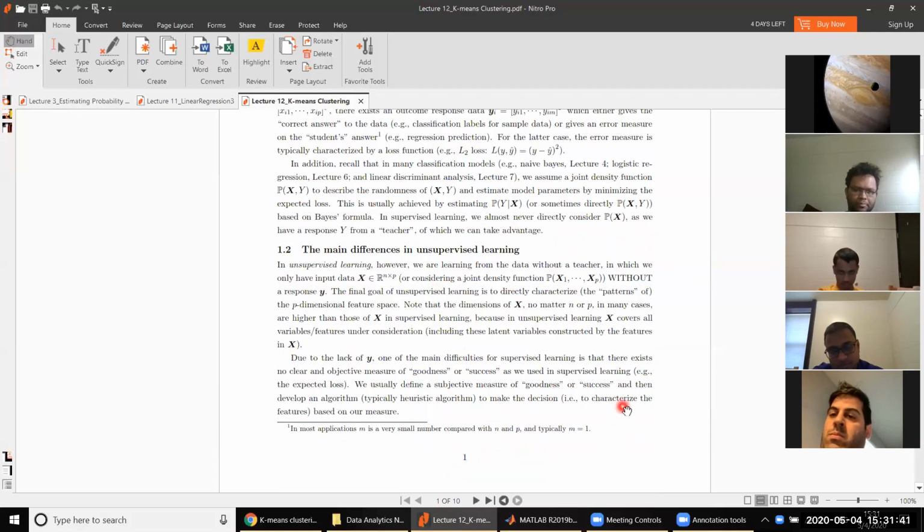What does unsupervised learning mean? In unsupervised learning, we are learning from the data without a teacher, in which we only have the input matrix or input data x. That's it. You no longer have a y. The good point is that you no longer have p plus 1 here. So you only have the p, which is a better thing to save your life. But the very bad point is that you only have this x.